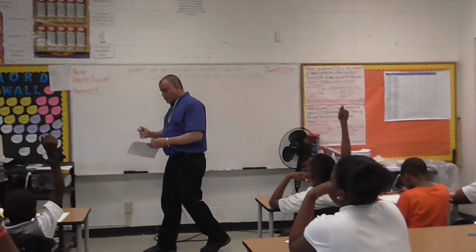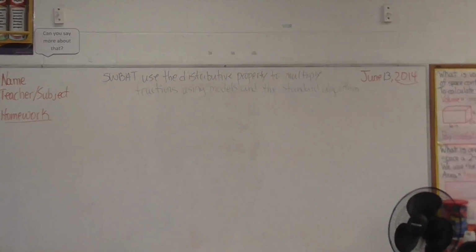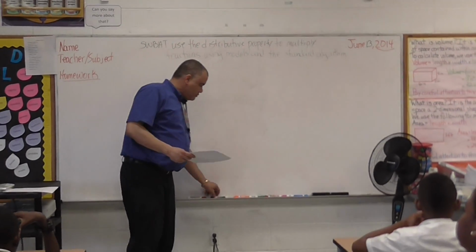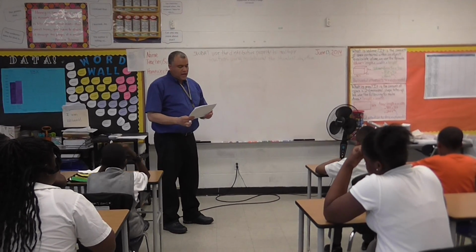Alright, so today what we're going to do is multiply fractions by using the distributive property, and we're going to combine that with using models, and then of course the standard algorithm. So in the first example, we're going to show what is 1/2 of a fourth.